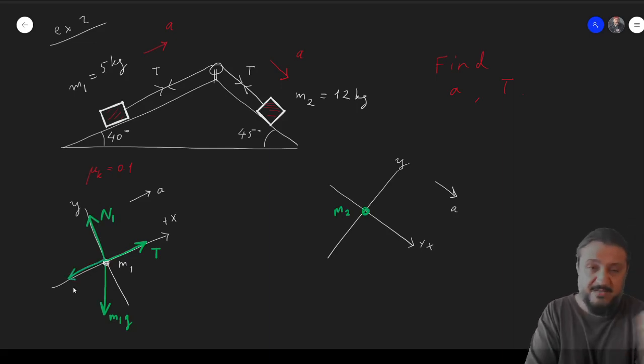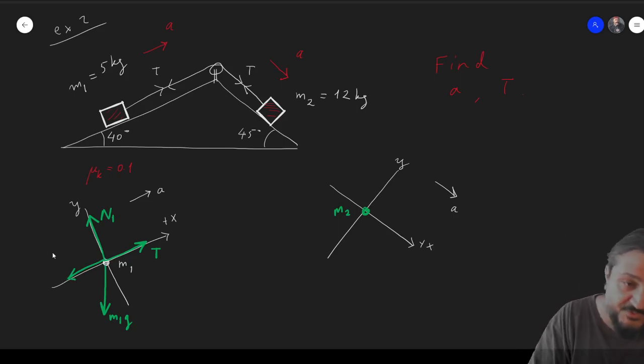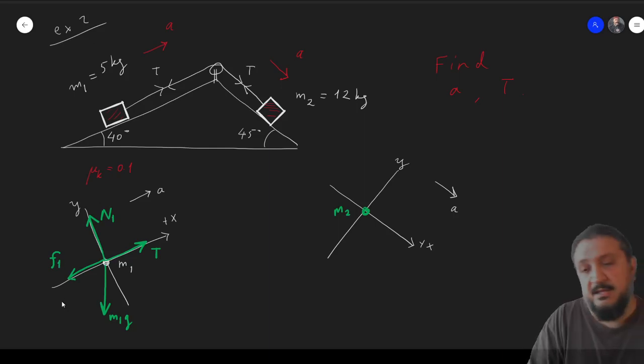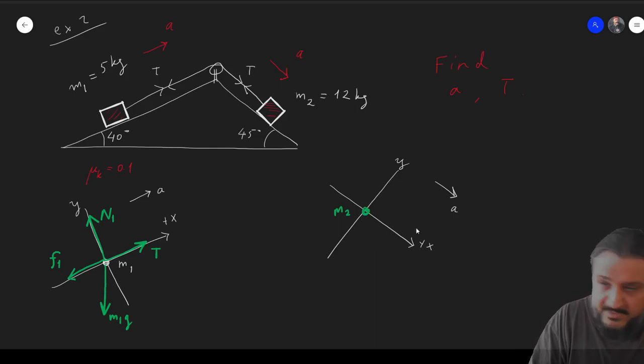Y to the left or downhill, because it's moving up, right? It has to oppose that. So F, kinetic friction, F1. Now M2, and of course the angle here is 40 degrees.